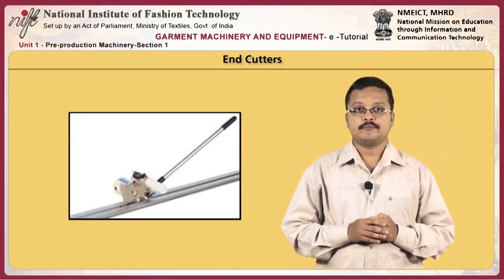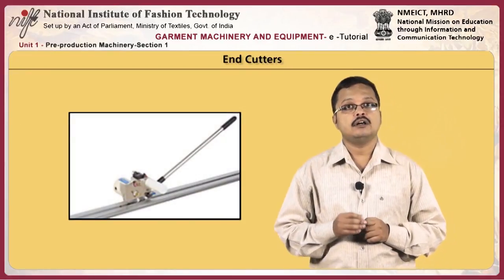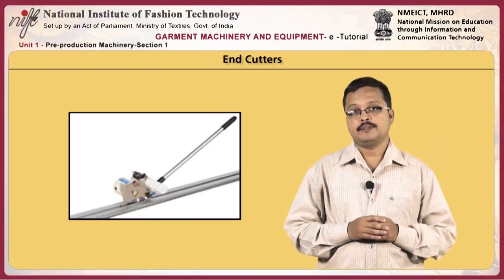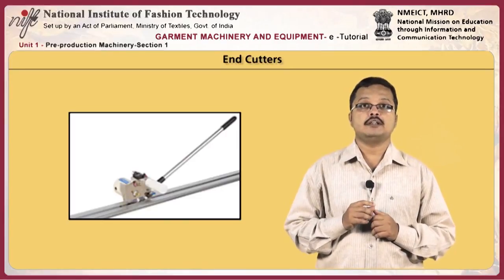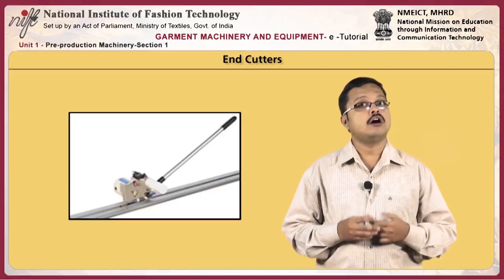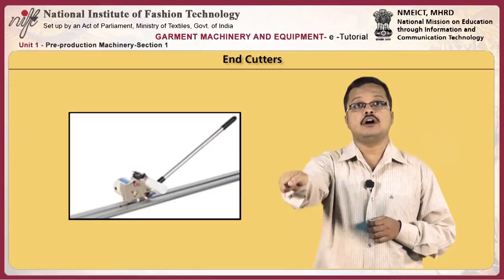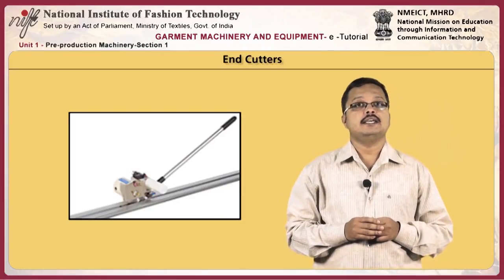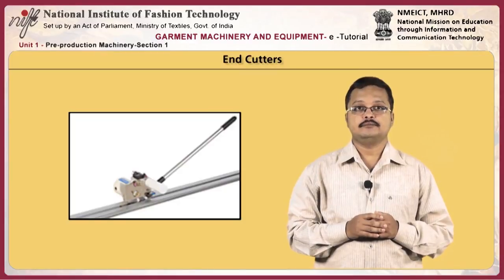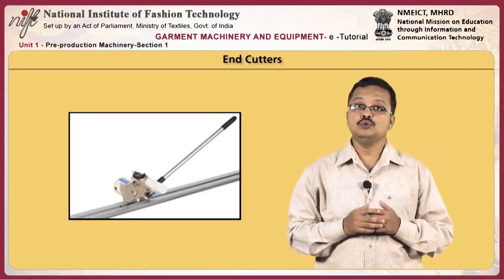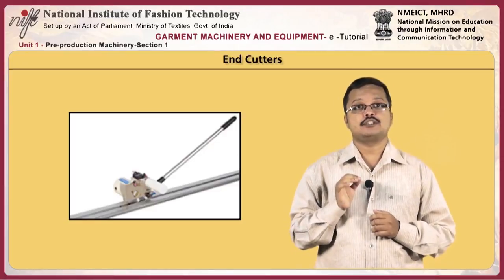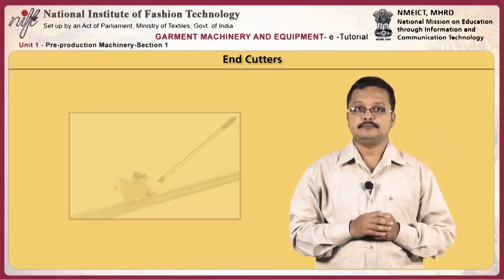End cutters. End cutters are a special type of round knife machines. A small diameter round knife is placed on a rail or track with a pushing arm. This ensures an accurate straight cut. End cutters are used to cut the end of the fabric after each spread while spreading.